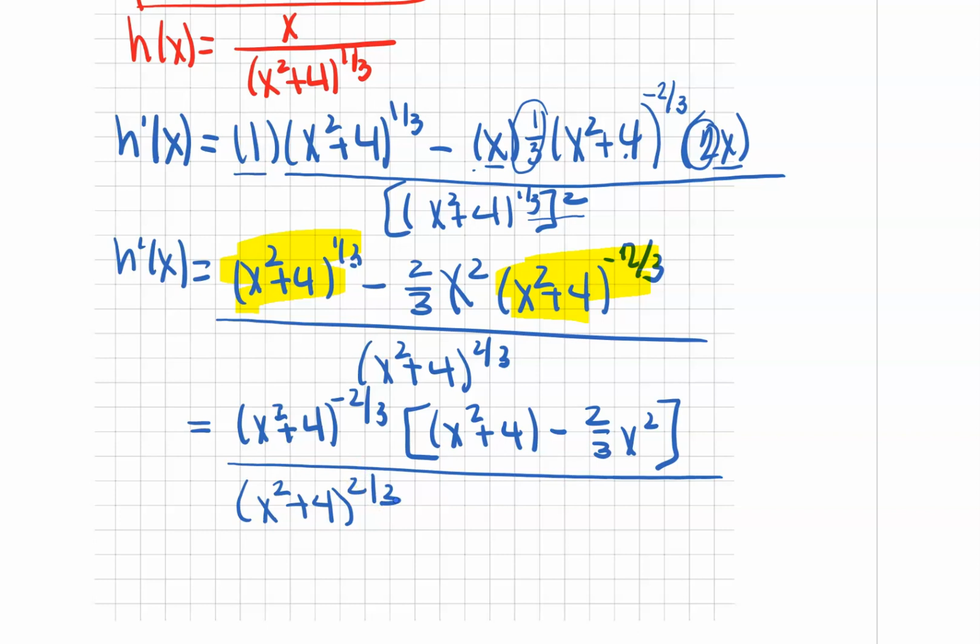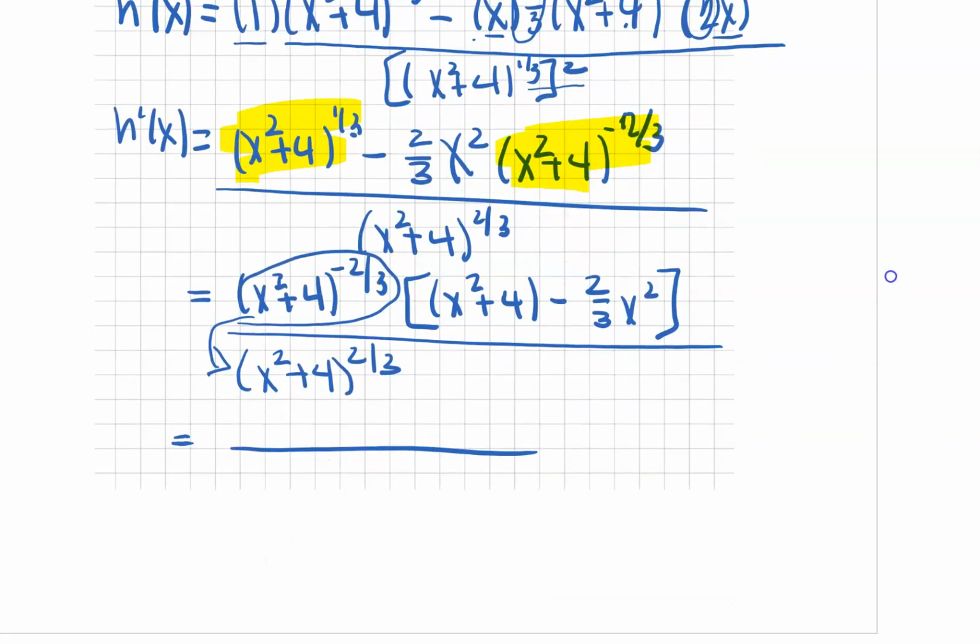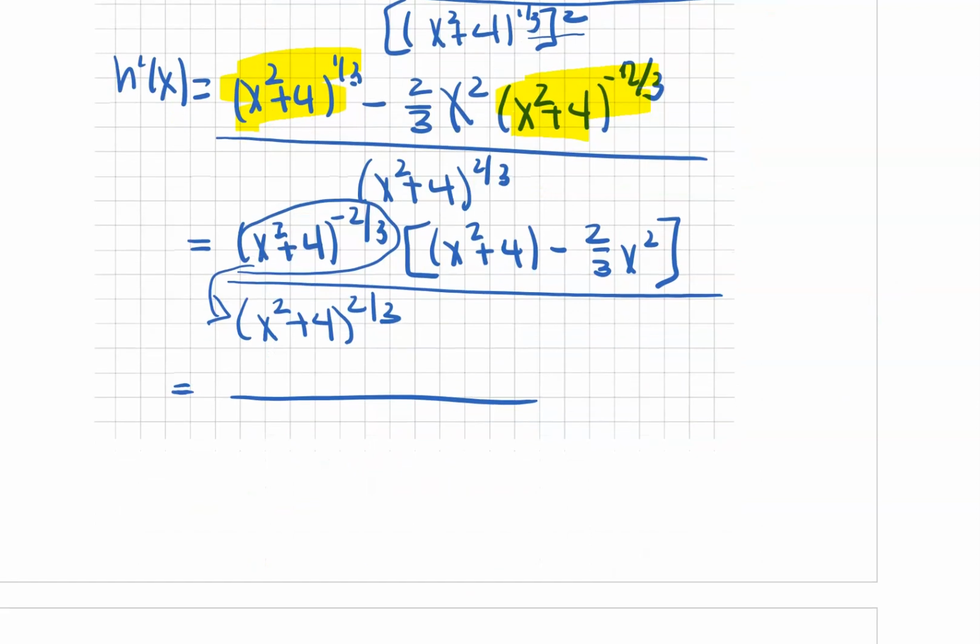Now that I have it factored, the benefit of doing that factoring is that I can now move this piece to the bottom because I'm looking at multiplication. So on the bottom, that's going to give us an x squared plus 4 to the 2/3, moving this positive 2/3 down, adding them together gives you 4/3. And then on top, I have an x squared and a negative 2/3 x squared, which gives me a positive 1/3 x squared plus 4.